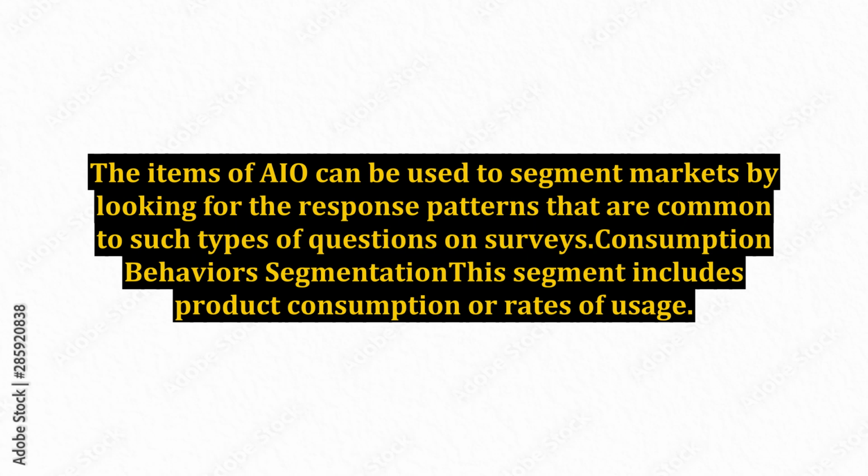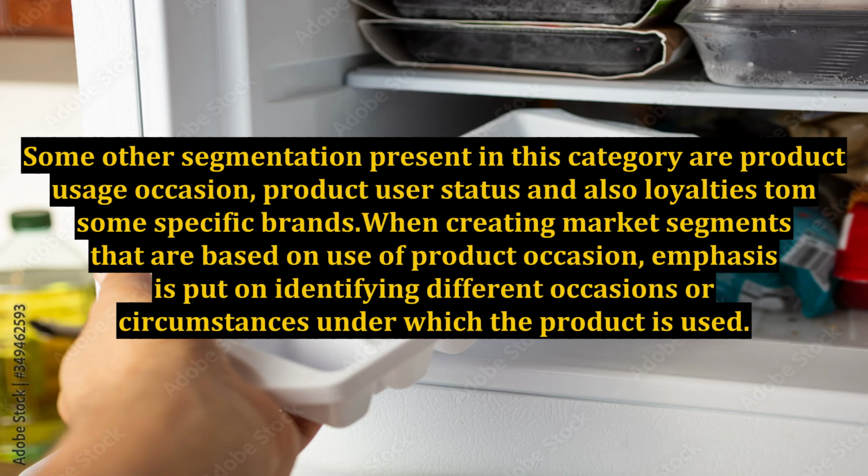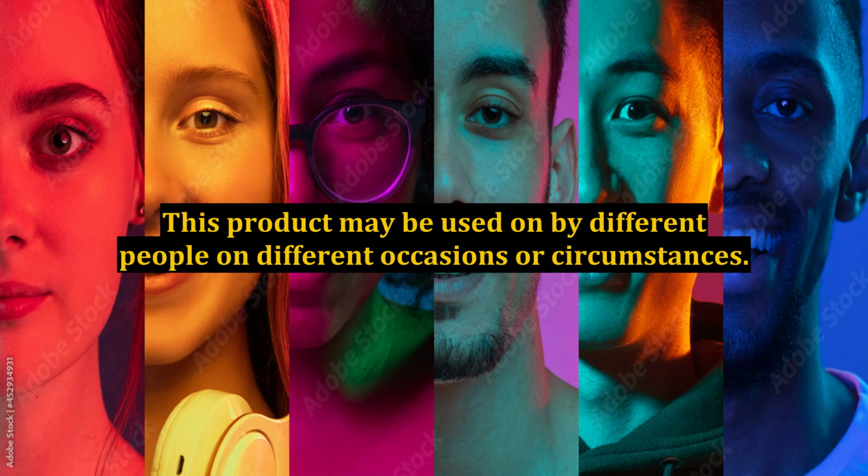Consumption behavior segmentation. This segment includes product consumption or rates of usage. Some other segmentation present in this category are product usage occasion, product user status, and also loyalties to some specific brands. When creating market segments that are based on product usage occasion, emphasis is put on identifying different occasions or circumstances under which the product is used. This product may be used by different people on different occasions or circumstances.